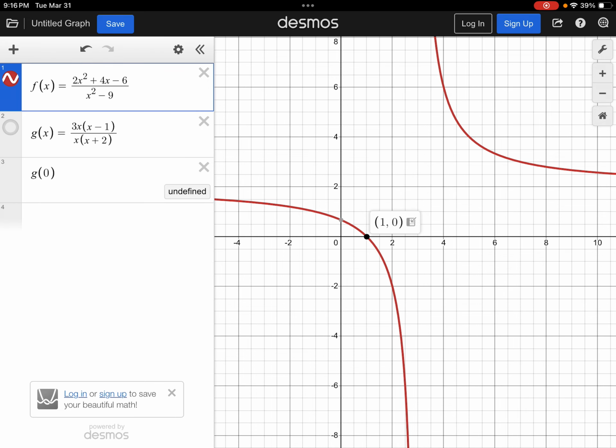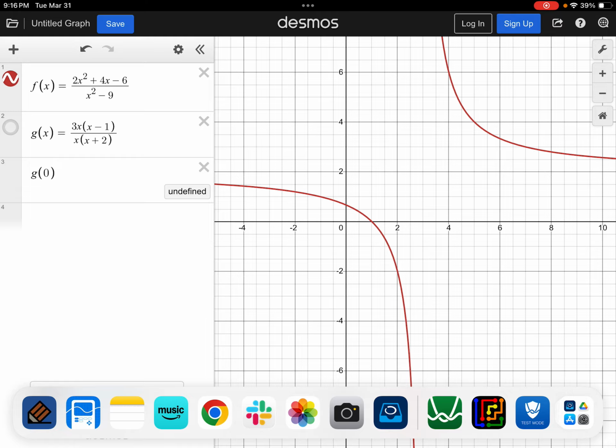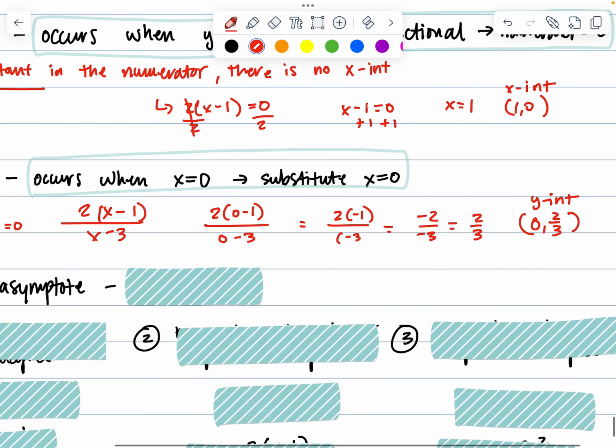Perfect. And at 0.66667, or 2/3. So we could see that it works. Okay? So those are your x and y intercepts. Those should hopefully be a quick recall how to actually evaluate it.